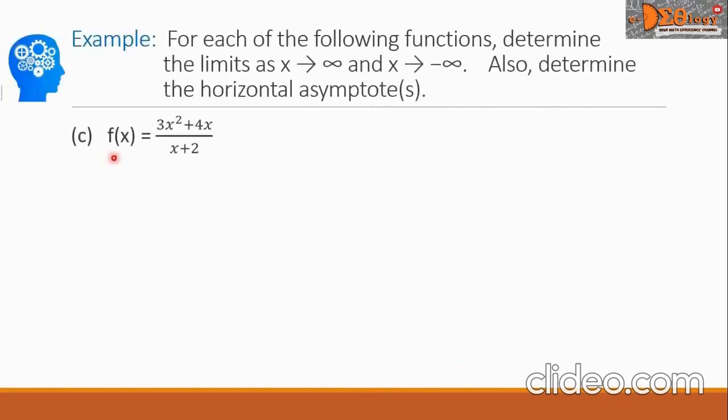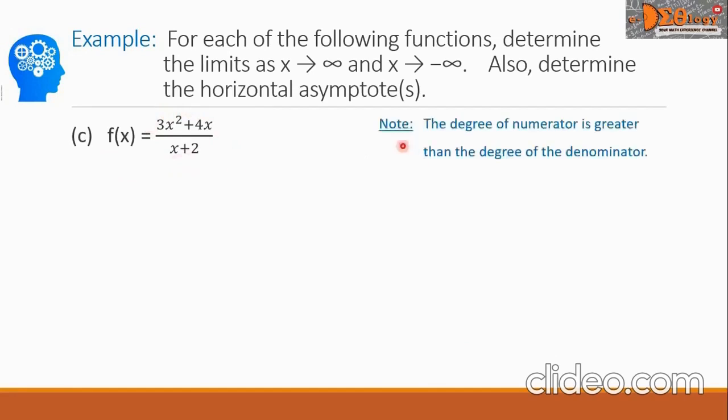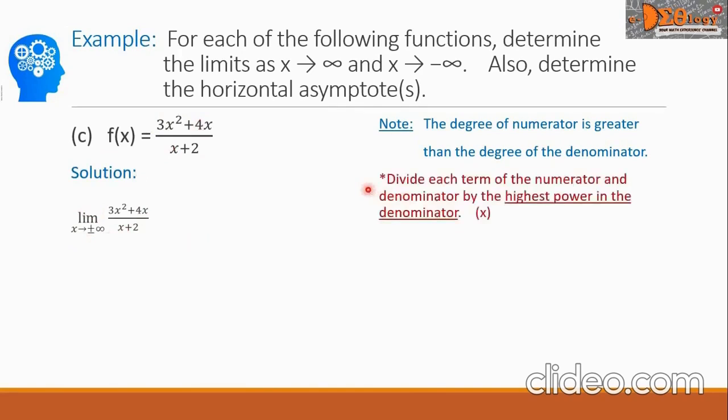Let's go now to the third function. f of x equals 3x squared plus 4x all over x plus 2. Note here that the degree of the numerator is greater than the degree of the denominator. For our solution, we're going to take the limit of this function as x approaches positive or negative infinity. We will divide each term of the numerator and denominator by the highest power in the denominator.